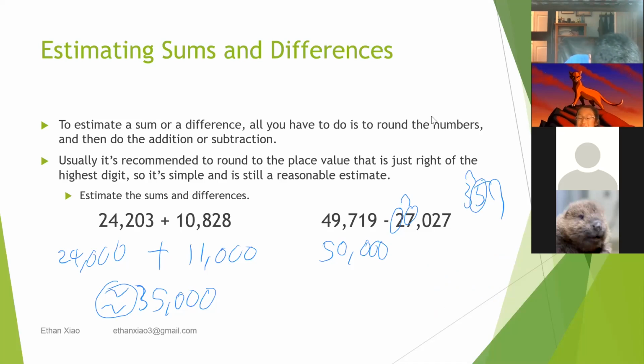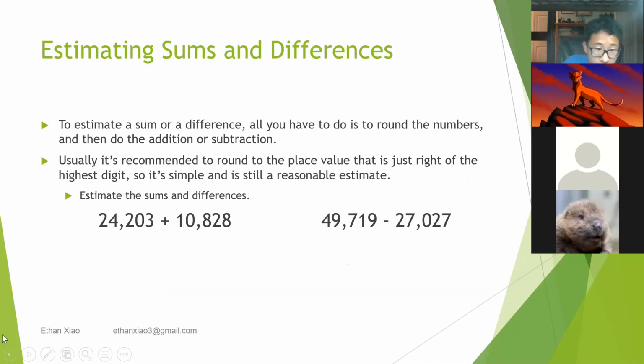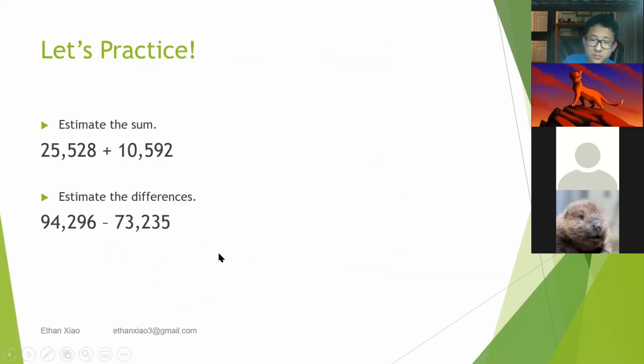So 50,000 minus 27,000. And that is equal to 23,000. That's the estimation. So these are the estimations of the different sums and differences. So I have some practice problems for you guys. Estimate this sum and estimate this difference. It won't take too long. I'm just going to let you guys have a few minutes to do it.